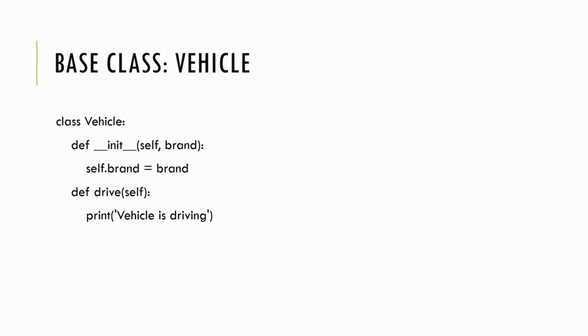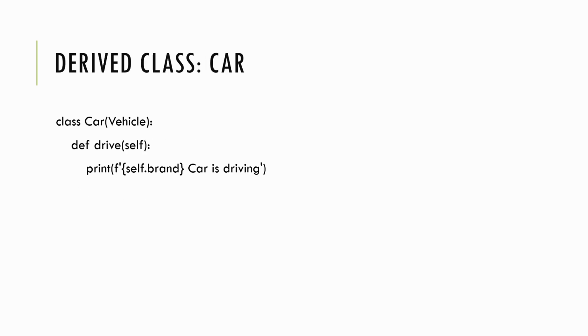Here's a Python class named vehicle which serves as a base class. The base class defines a constructor to initialize the brand attribute and a method drive that all vehicles can use. This is the foundation of our inheritance example. Now let's derive a class from vehicle. Here the car class inherits from vehicle but overrides the drive method to specify behavior for cars. The derived class builds upon the base class and adds its own unique features.